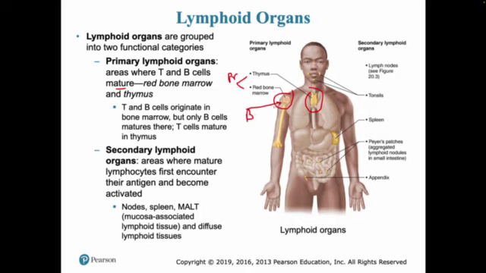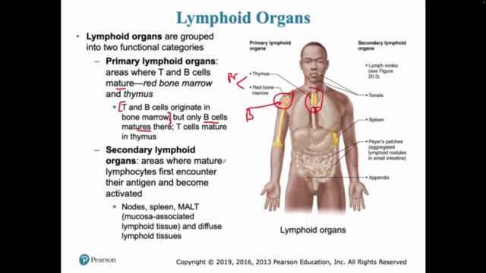But T cells originate in bone marrow too. Both T cells and B cells originate in bone marrow, but only B cells mature here, B for bone marrow. T cells mature in the thymus, T for thymus. So those are the two primary organs, right? They are maturing the lymphoid cells, and where they originate.